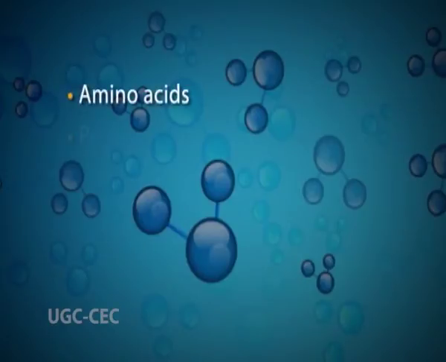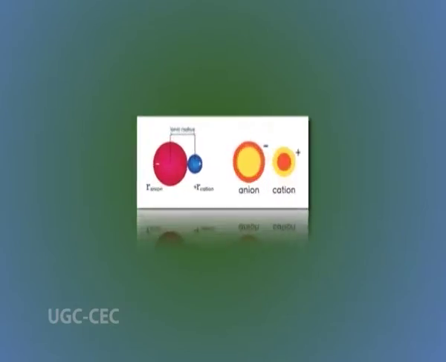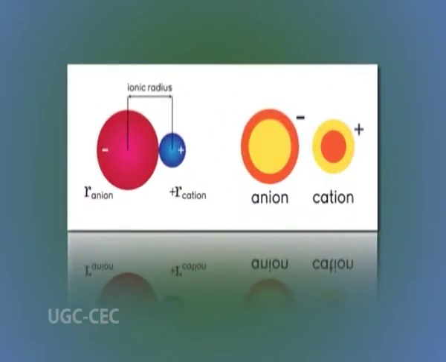Important biological molecules such as amino acids, peptides, proteins, nucleotides, and nucleic acids possess ionizable groups, and therefore at any given pH they exist in solution as an electrically charged species, either as cations or anions. Under the influence of an electric field, these charged particles will migrate either to the cathode or anode depending on the nature of the charged particle.